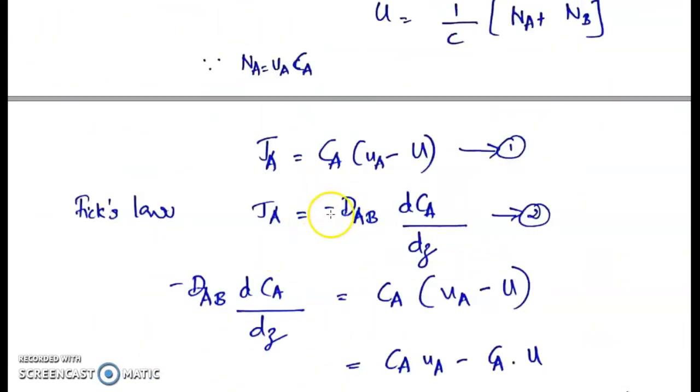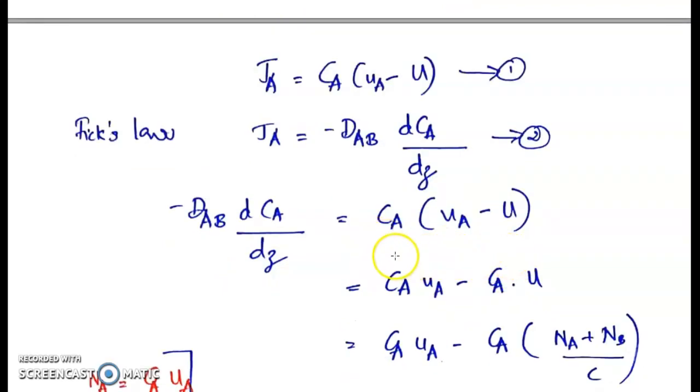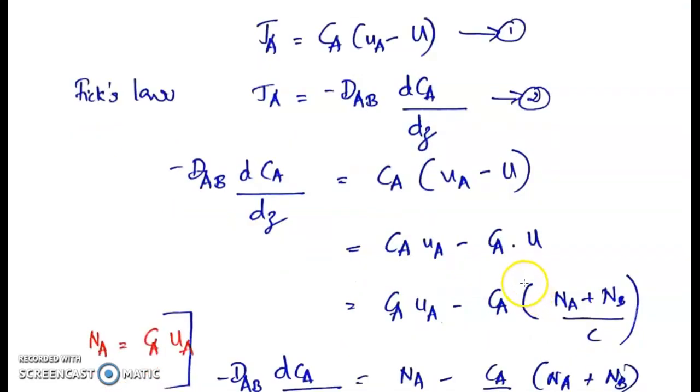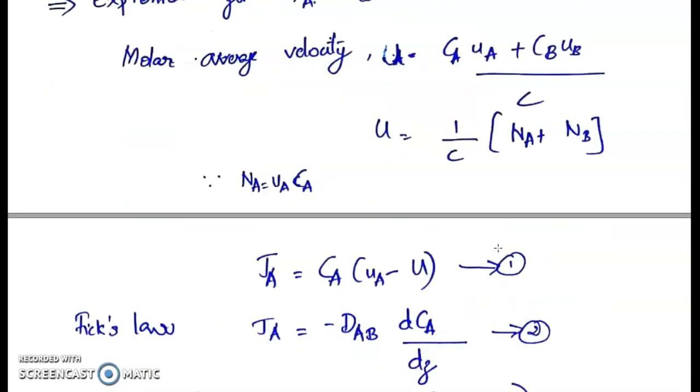Okay, let's get back. So we have two equations, 1 and 2. Let's equate these two. So minus DAB dCA by dZ is equal to CA into (UA minus U). Let's multiply CA into UA minus CA into U. Now, CA UA minus CA into U. What is UA? What is U? Molar average velocity. I've written somewhere here.